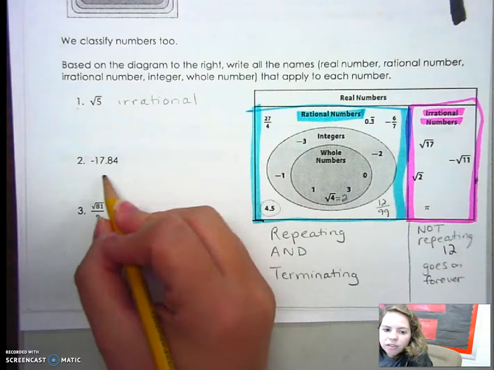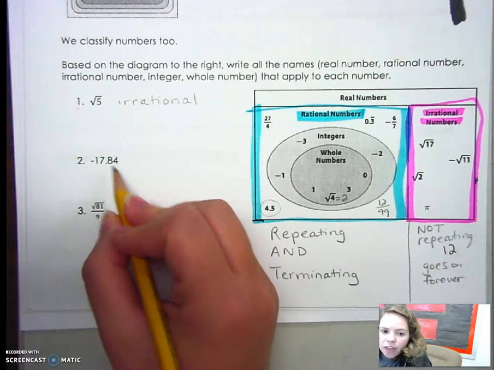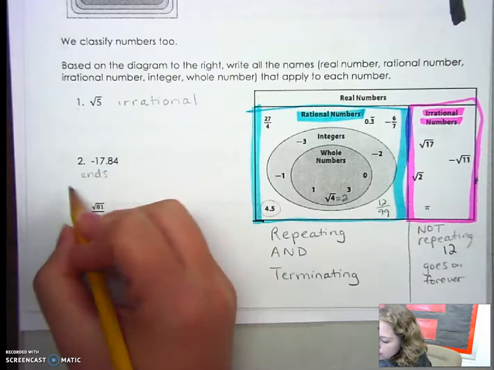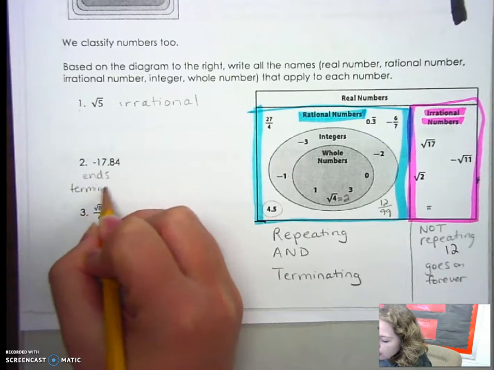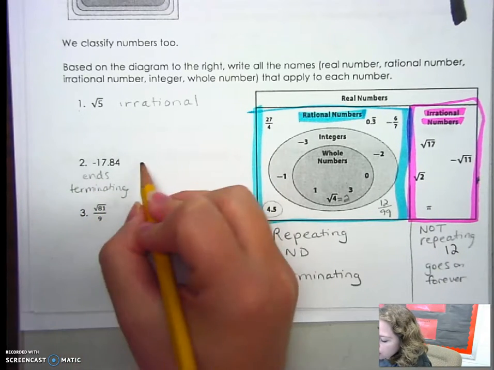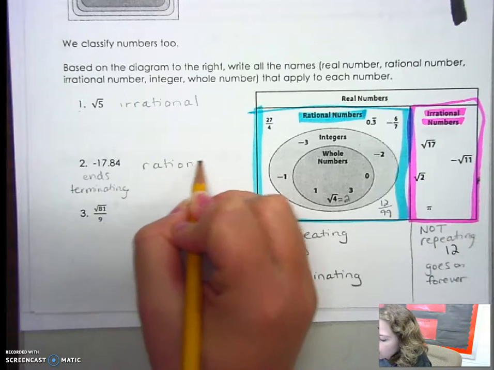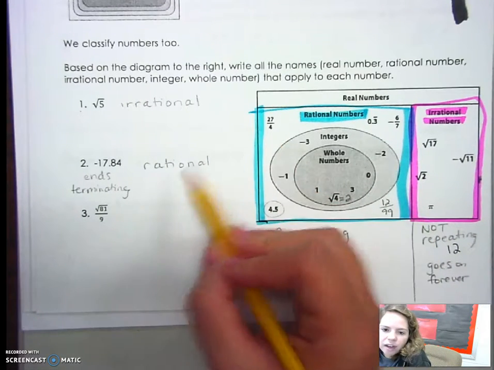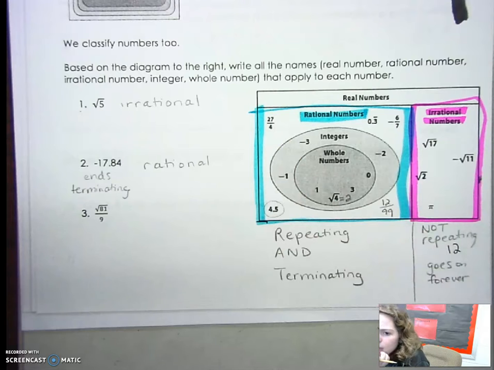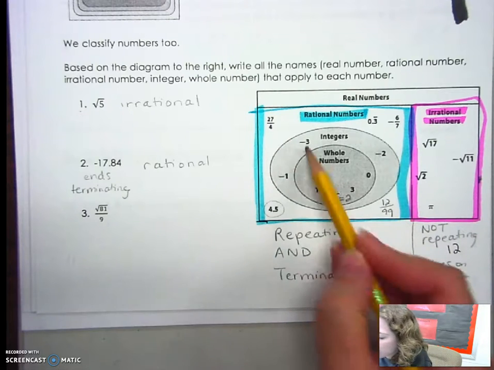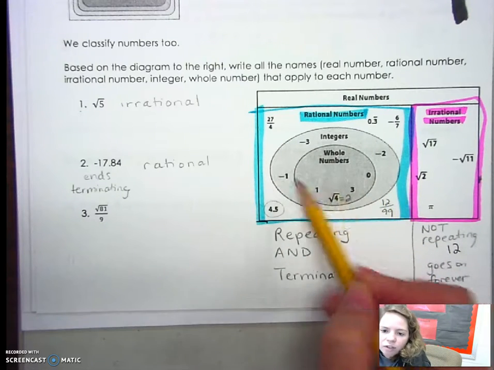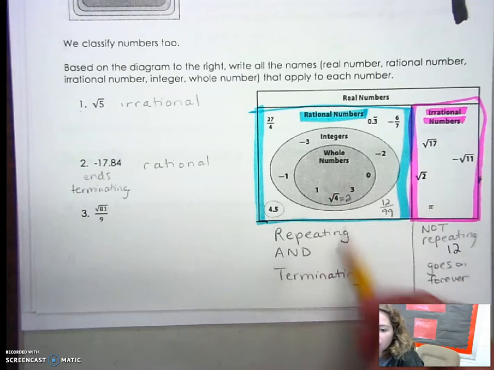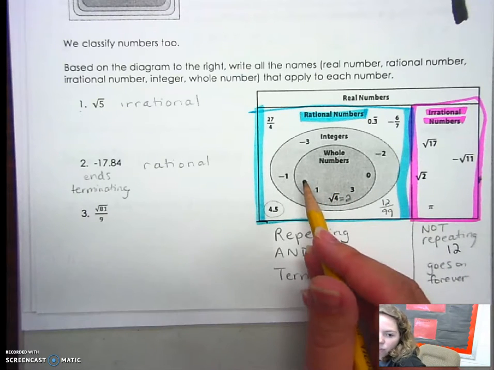When I look at -17.84 though, that one ends. It's terminating. So because it ends, that would be something we can have for rational numbers. That's kind of like the 4.5, or the 6.75 we got. And I know some people were afraid because it was negative, but notice we do have negative numbers on the rational side. So it's fine that that's a negative number. It's mainly the fact that it's terminating which makes it rational.